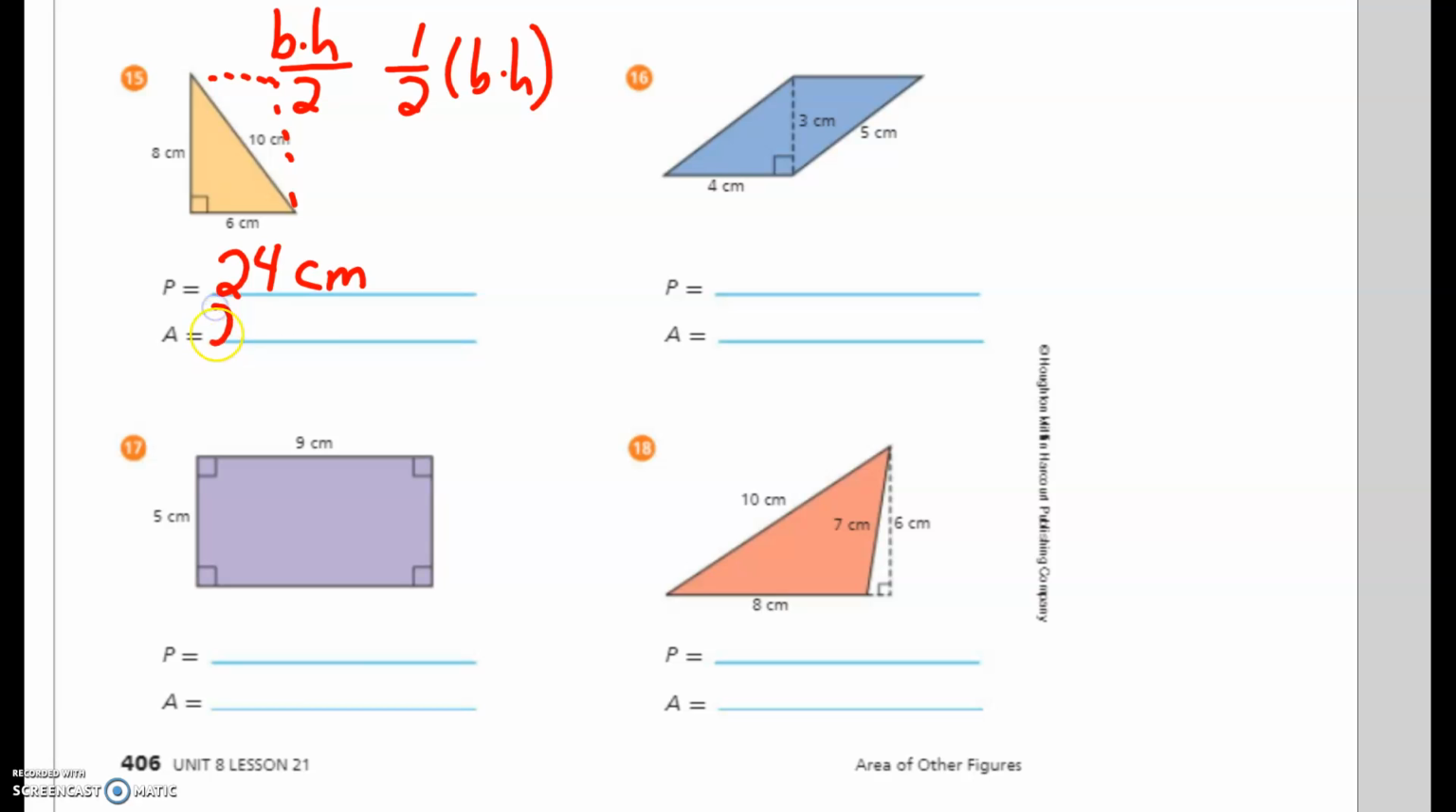The area is also 24 centimeters. But remember, we write it squared. So it might seem like it's the same number, but it's really telling us about different things. The perimeter is a line distance. The area is a covering area. All right, I'd like you to try number 16.